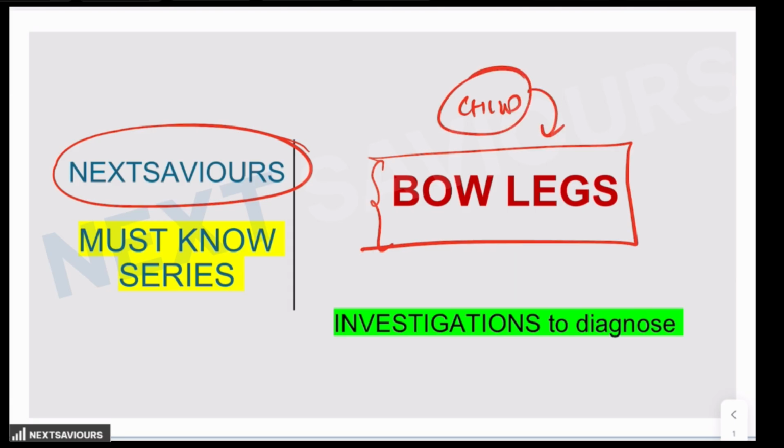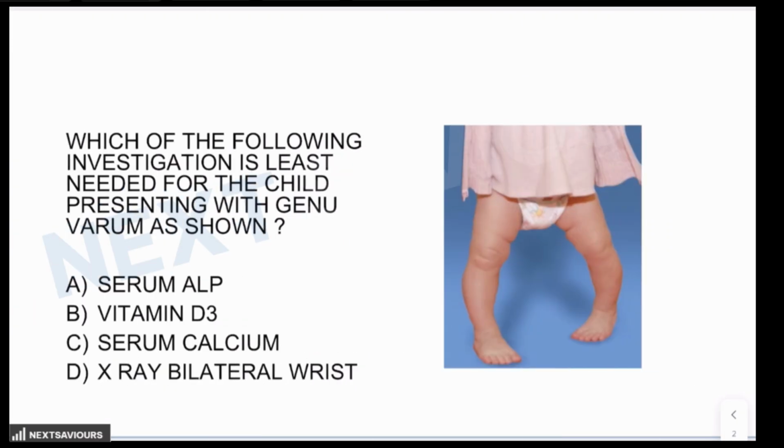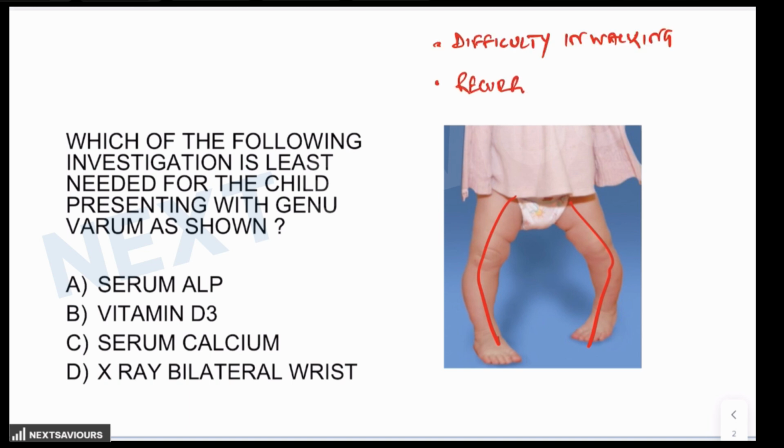Whenever the mother of a rachitic child comes to you, she will never come with a complaint of craniotabes. She will never come to you with a complaint of pigeon chest deformity, the widening of the wrist, or the Harrison sulcus. What she will come to you with is a bending in her legs, or the child is having difficulty in walking, or the child is having recurrent falls. So these are the presenting complaints majority of the times.